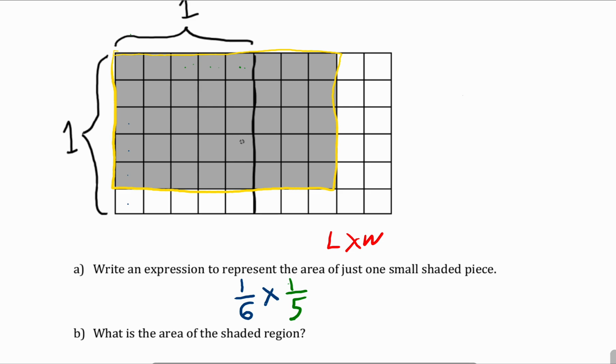Okay, so this side is going to be my length right here. And this side right here is going to be my width. Okay, so we're going to multiply. Area equals length times width. I'll put this in a different color. So this will be my width over here. Let's make it green this time.